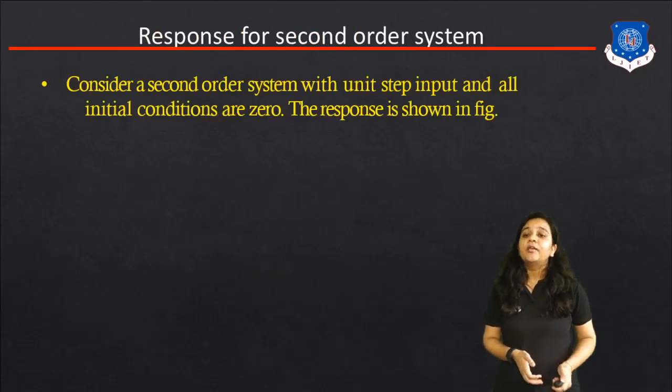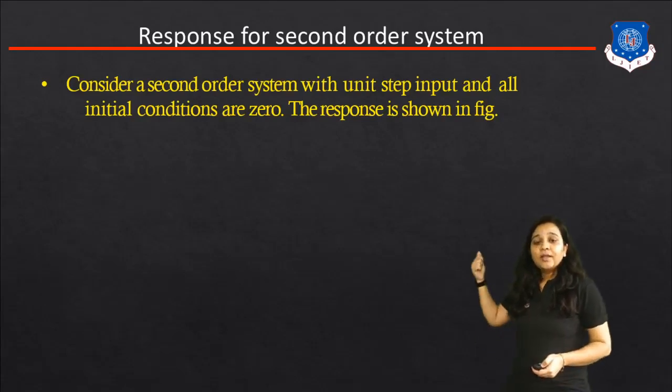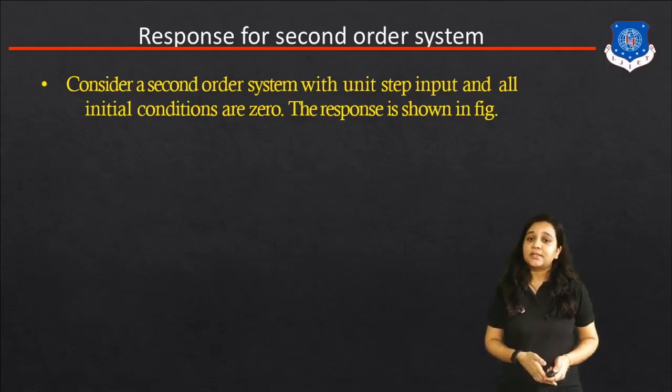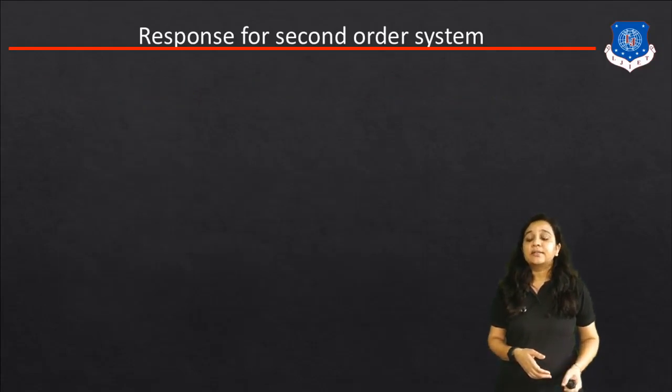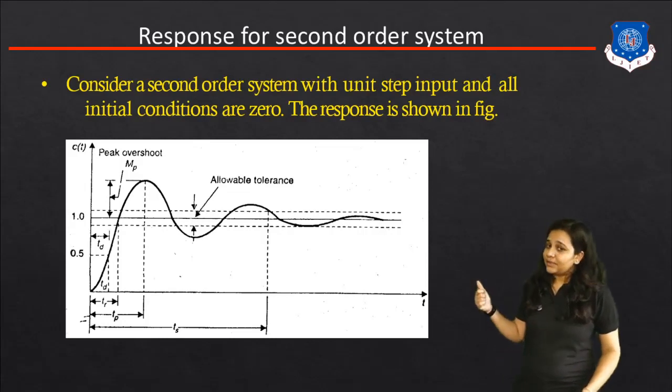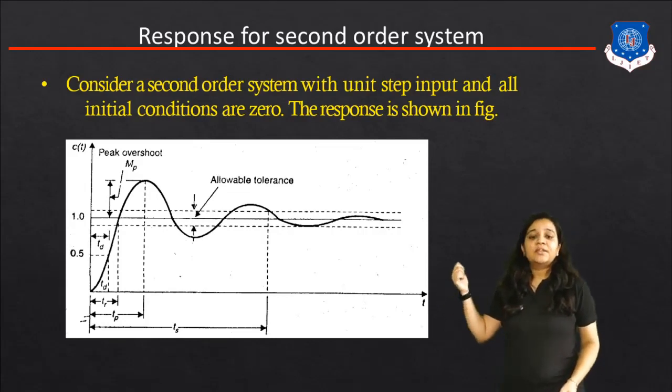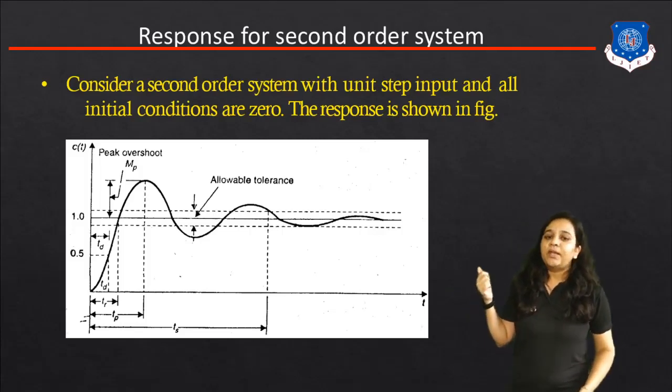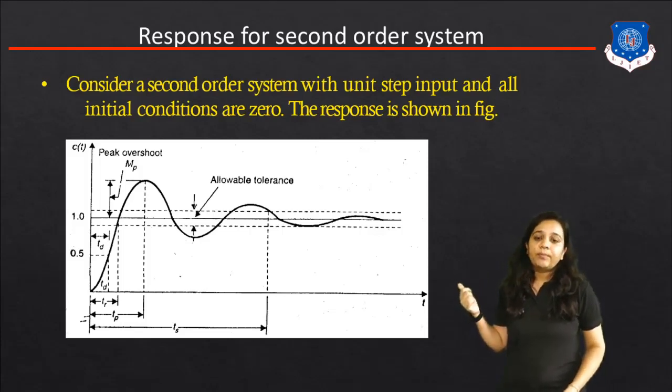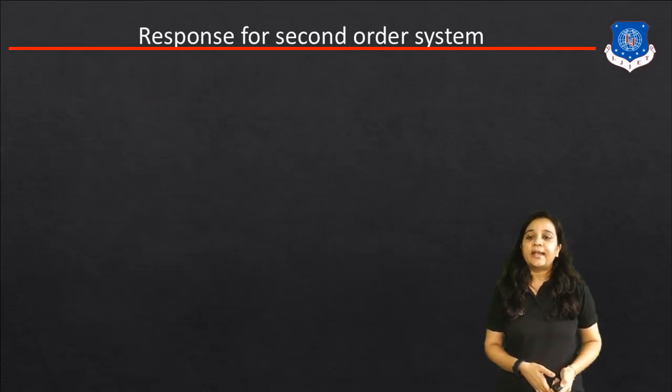First of all, we know what the exact second order system response is. For that, we have considered a second order system with a unit step input, and we can take all the initial conditions as 0. So we can get this type of response, which we discussed earlier. Mp is known as the peak overshoot, Td is known as the delay time, Tp is known as the peak time, Ts is known as the settling time, and Tr is known as the rise time.